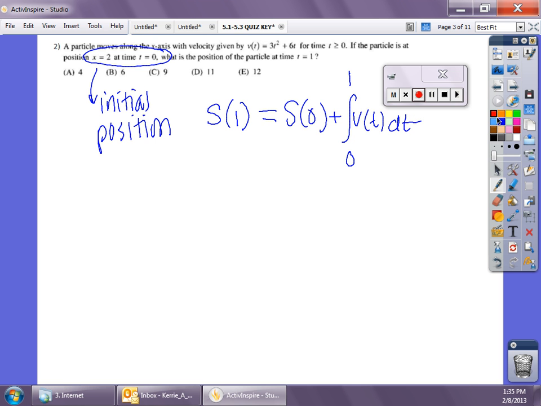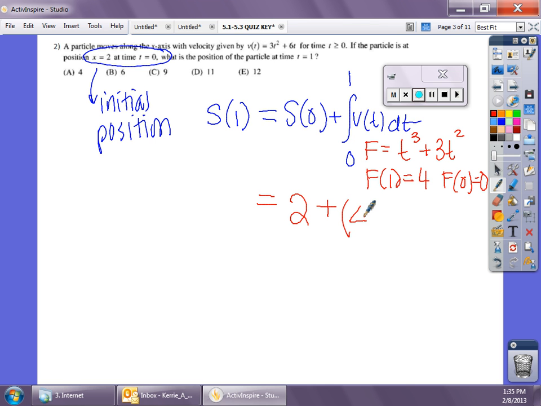So we get s sub 0 was 2 plus the integral. So the antiderivative of the velocity would be t cubed plus 3t squared. F of 1 would be 4. F of 0 would be 0. So I get 2 plus 4 minus 0. Therefore, the answer we get is 6.